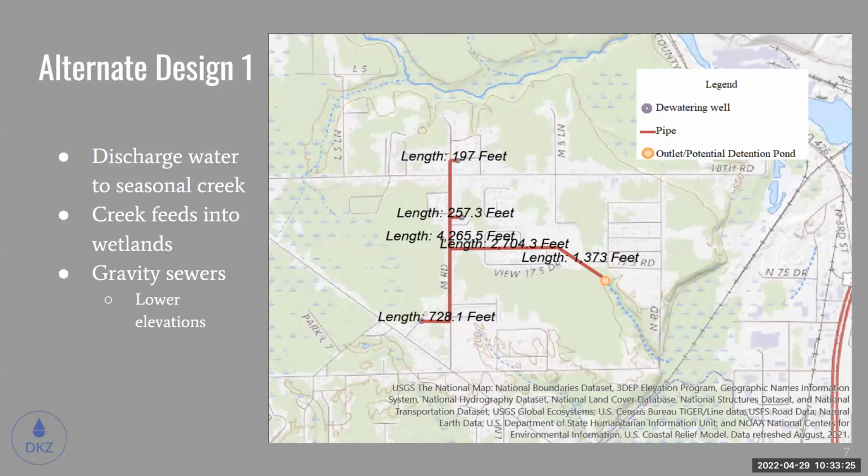So some alternate designs we looked at while making our considerations. The first design that we looked at was using a gravity-fed system to go down to the southeast side of the neighborhood to those seasonal creeks there. And mainly the reason we discarded this solution was because the U.S. Army Corps of Engineers report assumes discharge to Bickler Creek, and there probably is a good reason for that, although we're not aware.